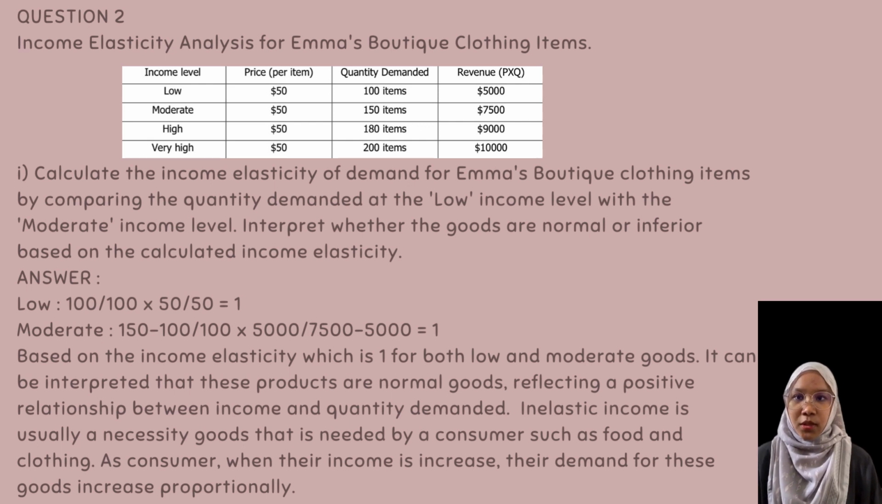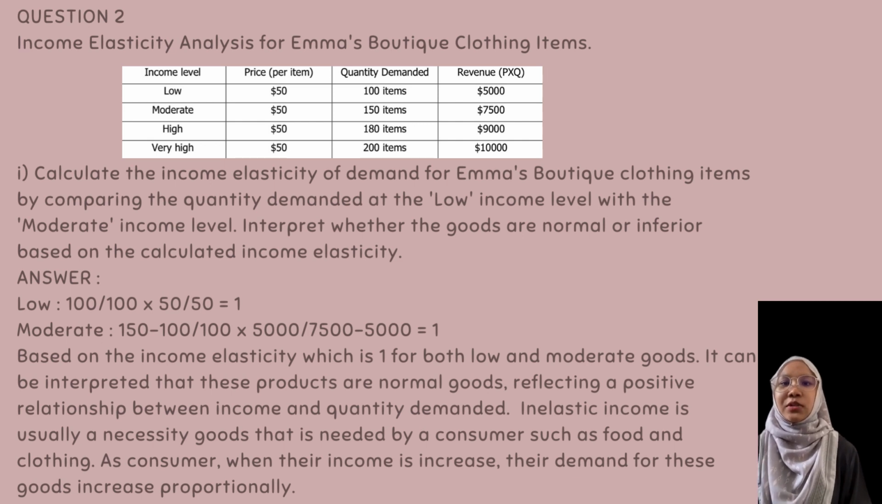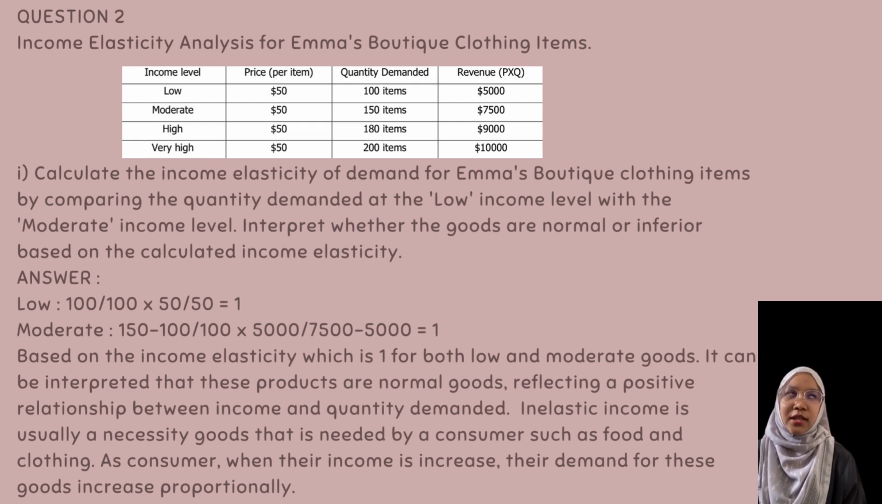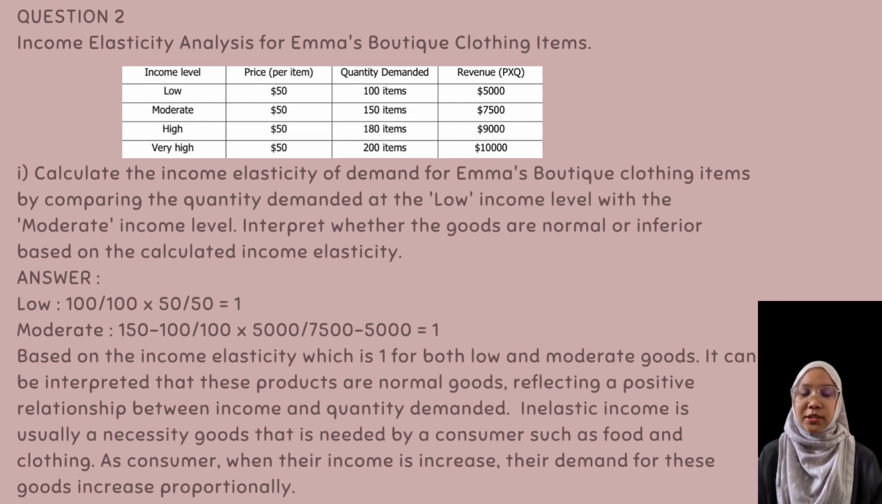So for low, 100 over 100 times 50 over 50. The answer is 1. And for moderate, 150 minus 100 over 100 times 5,000 over 7,500 minus 5,000 is equal to 1. So both are 1. So based on the income elasticity, which is 1 for both low and moderate, it can be interpreted that these products are normal goods, reflecting a positive relationship between income and quantity demanded.